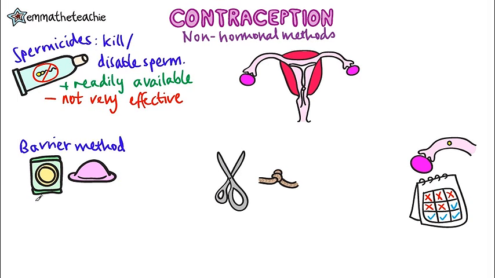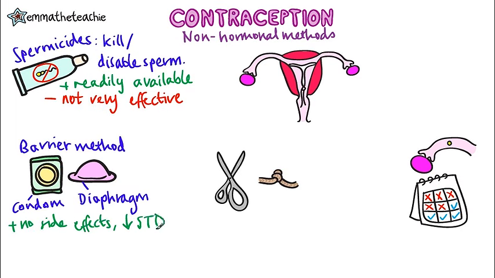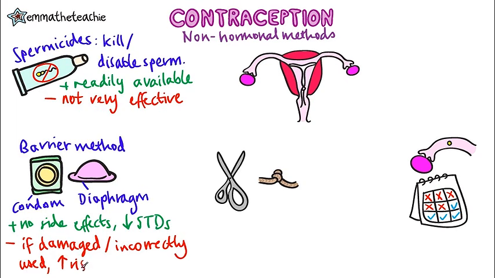Next up are barrier methods, such as condoms for males and diaphragms for females. The good thing about these is that there are no side effects and they can prevent against some STDs. The disadvantage is they need to be fitted correctly, and if they get damaged, they can easily let sperm through, increasing your risk of pregnancy.